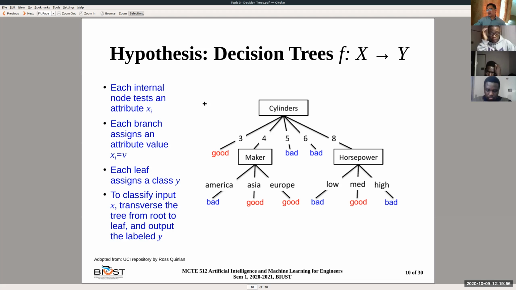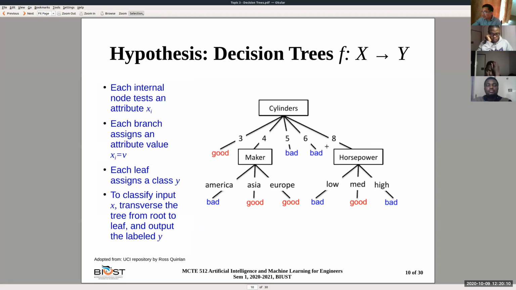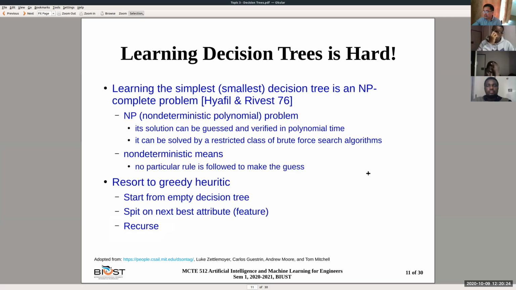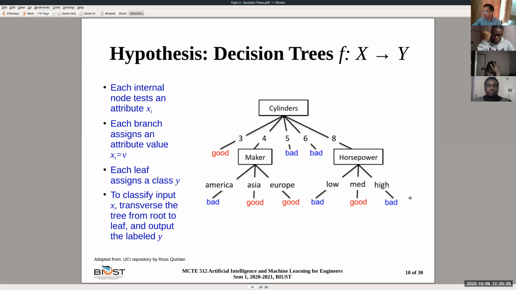Initially, at an overview, we can put cylinder as the root attribute, and then for cylinder there are 4, 5, 6, and 8 cylinders. Then we can make the second layer, or the second node, maker and horsepower and so on, and see whether we can come out with a good or bad decision. In this case, they're just using 3 parameters, but nothing is hindering us from using all the parameters. If you only use 3 parameters, then this one will be the result. And then you can build a decision tree out of that.